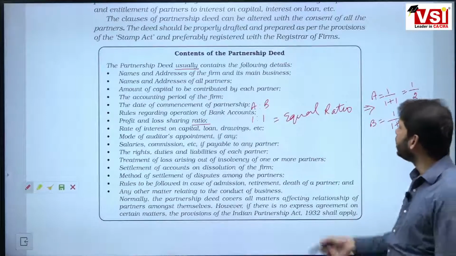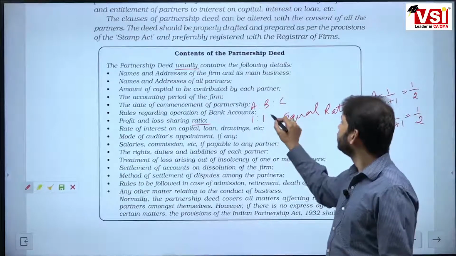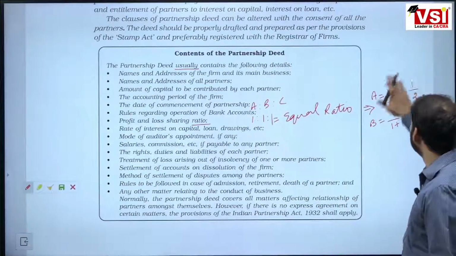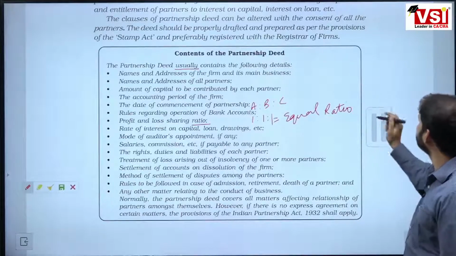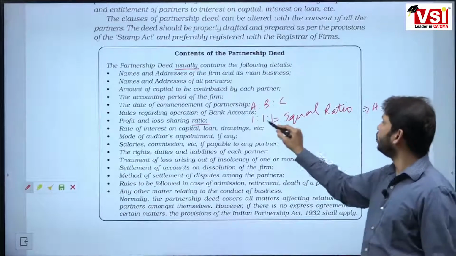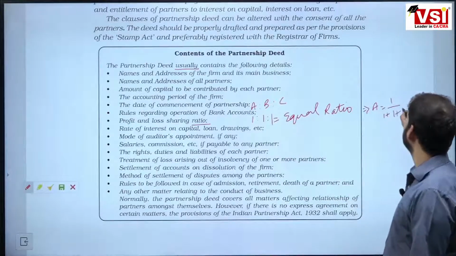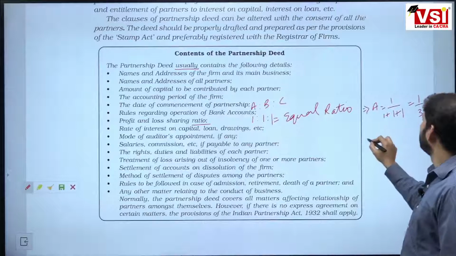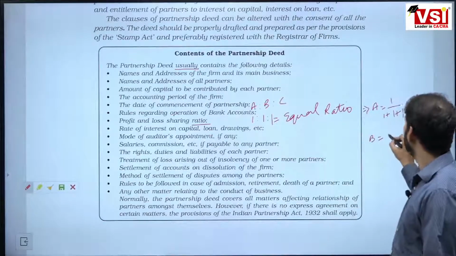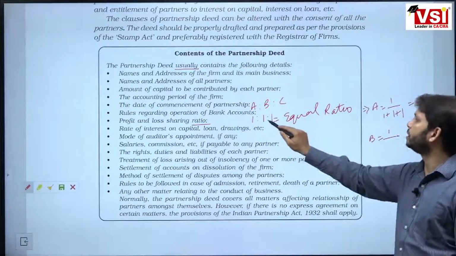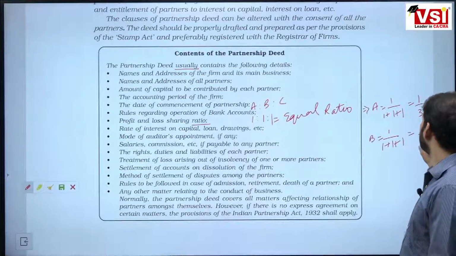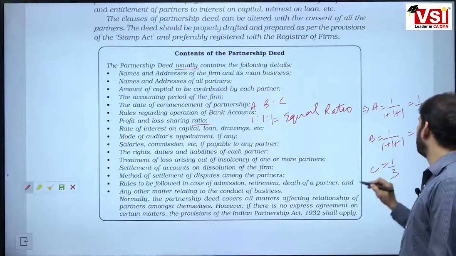Let's see, there are three partners, and the ratio is 1:1:1. So instead of 2, now with 3, how will they be written? A will be 1/(1+1+1), which is 1/3. B will be, again, numerator is 1, denominator 1+1+1. And in the same way, C is also 1/3.